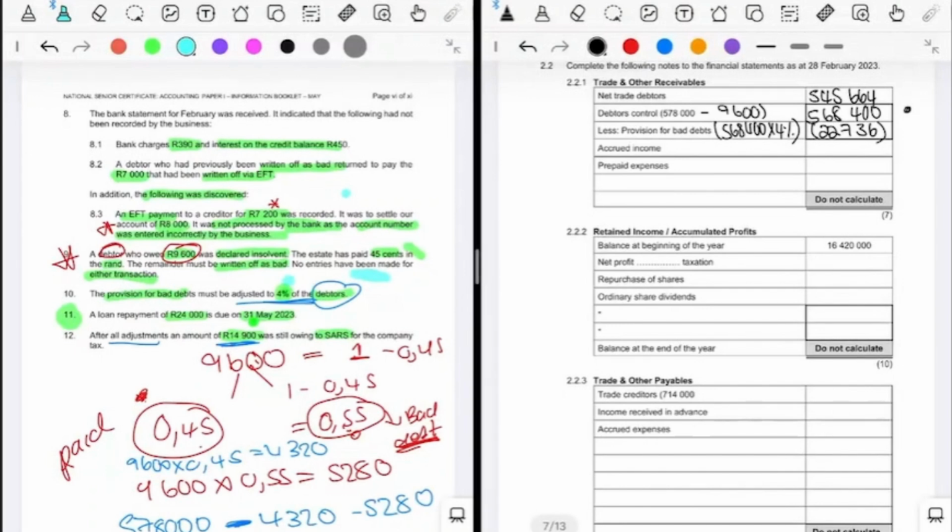Then the next step, they ask us for accrued income. Now, what is accrued income? This is income we are yet to receive, meaning it's owed to us. So maybe we have sold goods, or maybe we're waiting on someone to pay their rent. So let's look at that.